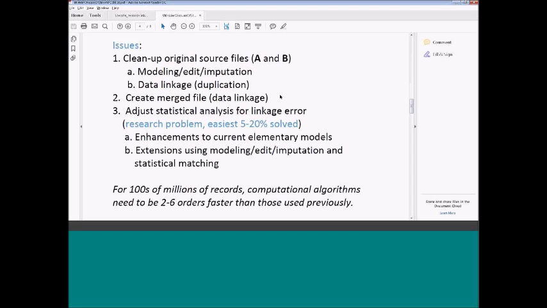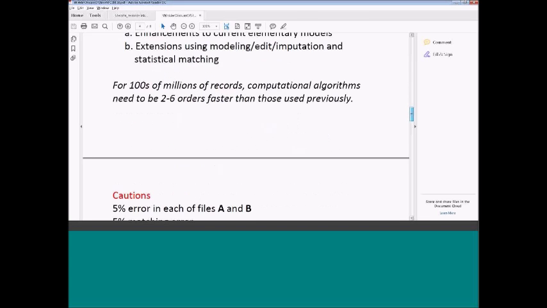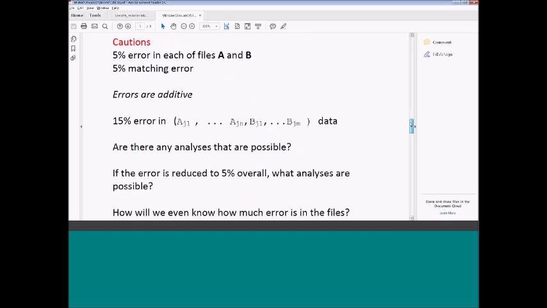And then, of course, with our administrative lists, we often have to use hundreds of millions of records or even billions of records. For instance, the large Social Security Administration and IRS files are about 1 billion records each. And most of our software isn't fast enough. So there's cautions about if we have errors in the files and we haven't necessarily cleaned it up. If we had 5% error in the files A and B, 5% matching error, we're going to have about 15% error in the combined files.